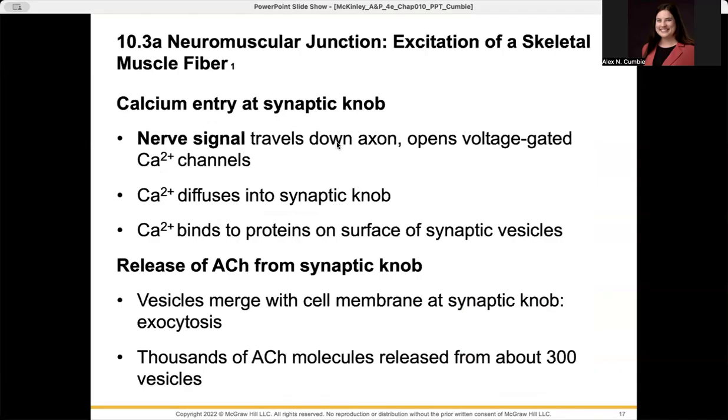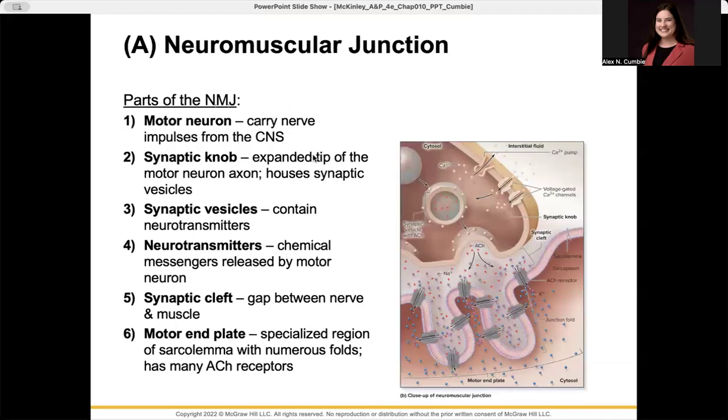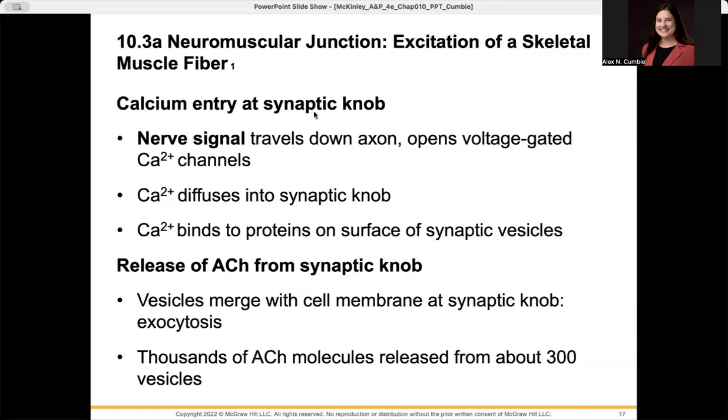A few things are going on, and this is where it gets a little more complicated for that electrical potential. It's not too bad, but a little more complicated. The first step, and again, always refer back to this picture, this is a good picture explaining this through. We see we have these voltage-gated calcium channels on the synaptic knob of the neuron. So calcium enters the synaptic knob. And how that happens is we have a nerve signal that travels down the axon.